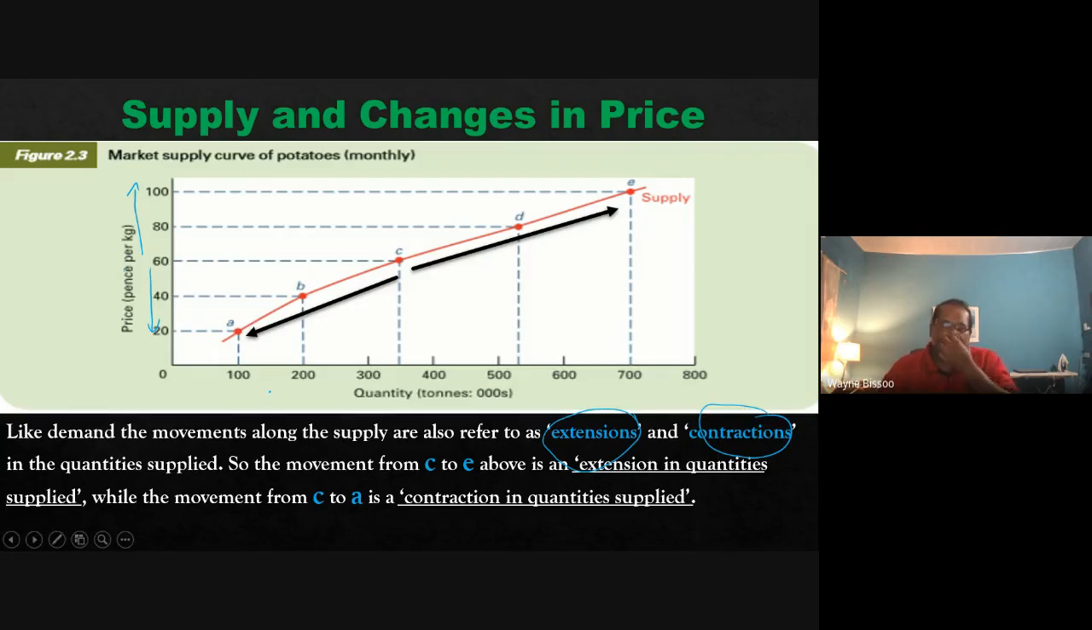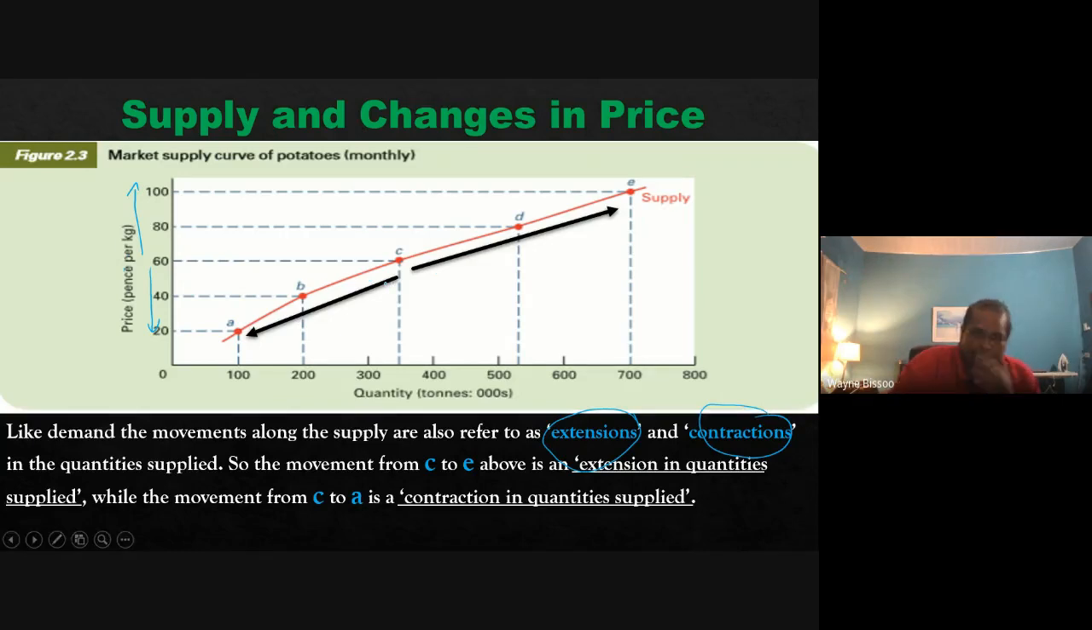So again, the main thing we have to take note of is that movements along the curve are caused by changes in the price of the good. So supply doesn't change. Supply stays the same, but what has changed is the quantity supplied on this supply schedule.